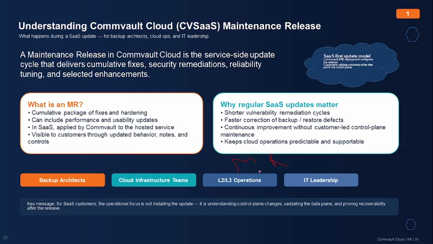Commvault release maintenance updates improve product stability, fix known bugs, apply security patches, enhance performance, and provide support for the latest technologies like cloud platforms, operating systems, and applications. So before upgrading any Commvault environment, it is very important to review the MR release notes, because before every upgrade Commvault releases KB articles.